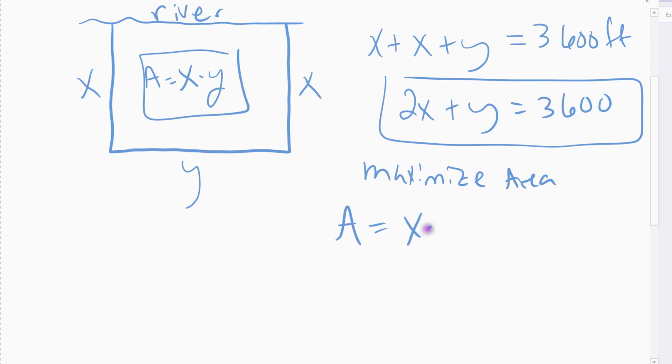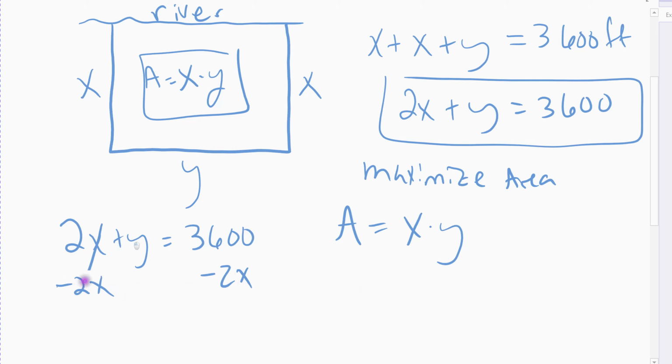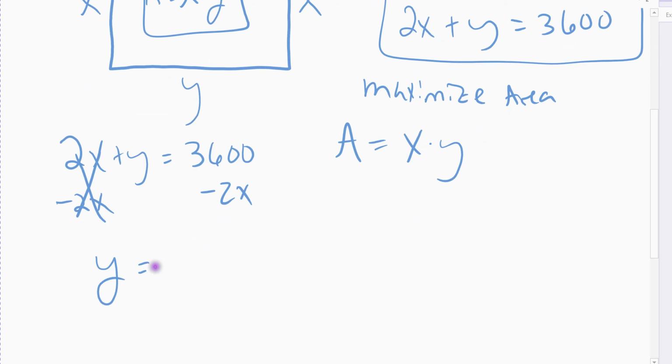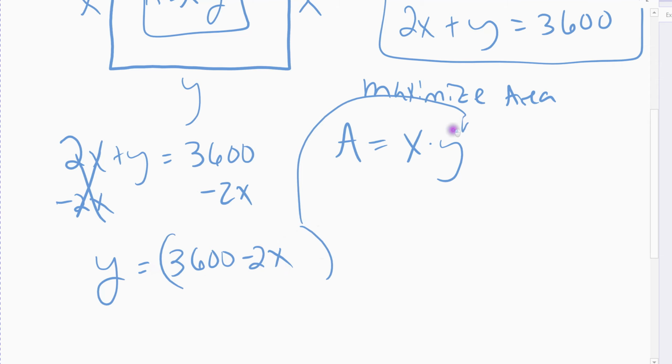So area is x times y, and the reason they gave us this other piece of information is because I have to get rid of one of the variables. I'm going to get rid of the y. I'm going to solve that first equation for y. So my 2x plus y equals 3,600. I'm going to solve this for y, which means I'm going to move the 2x over. And so I know y has to equal 3,600 minus 2x, and that's what I'm going to substitute up here in my area equation. So area is going to be equal to x times 3,600 minus 2x. Now I've got my quadratic I can solve.